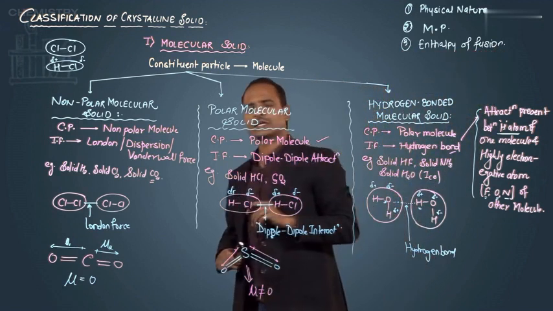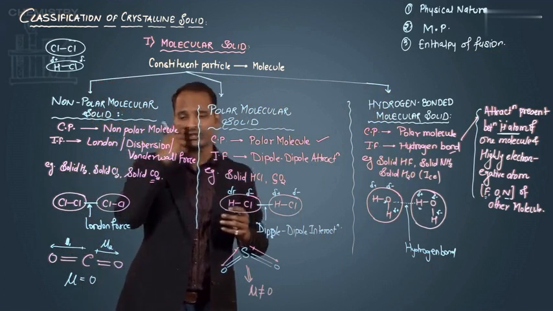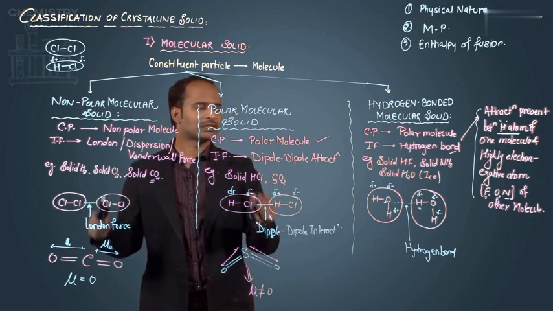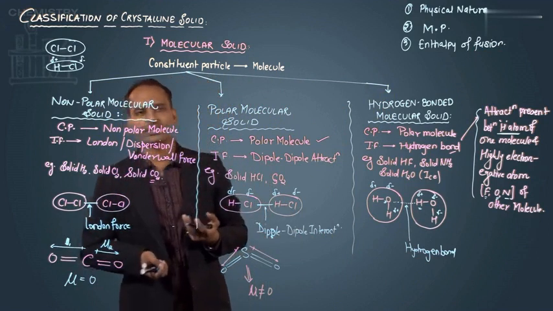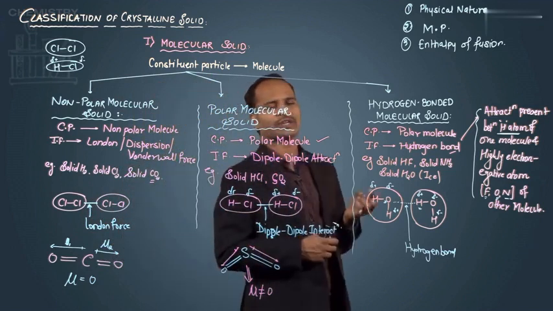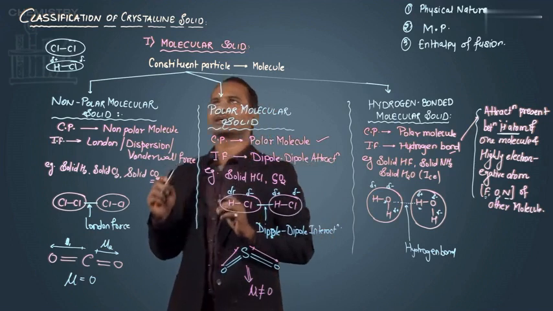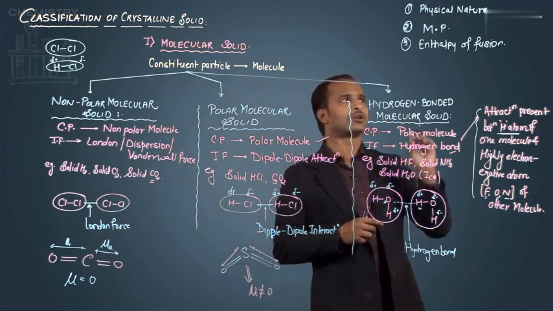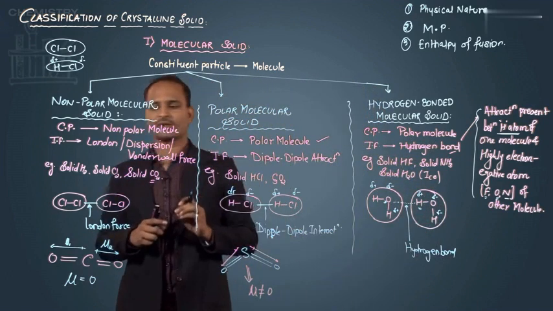Enthalpy of fusion is the energy required to convert a solid into a liquid state. If you want to convert a solid into a liquid, you simply have to break the intermolecular forces by supplying energy. Since here the intermolecular forces are weak, a very small amount of energy is required to break those attractions. So in general, molecular solids have a low enthalpy of fusion.